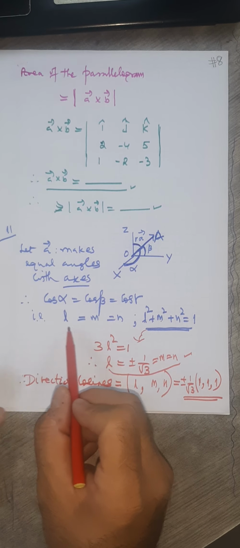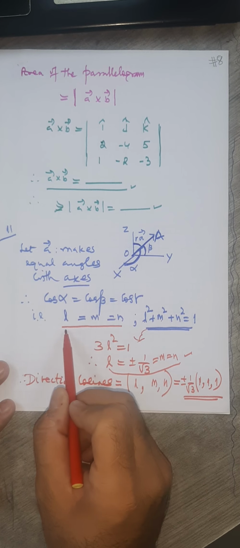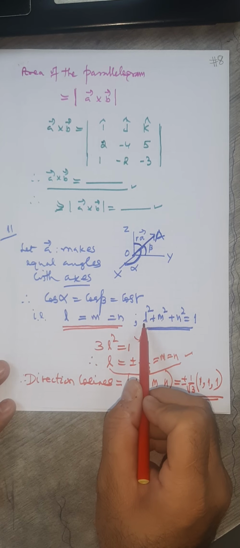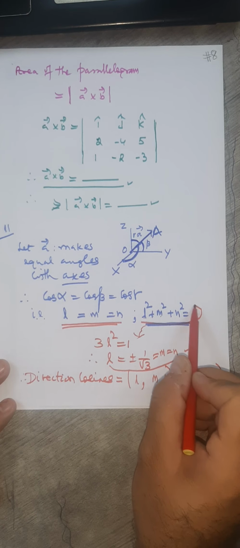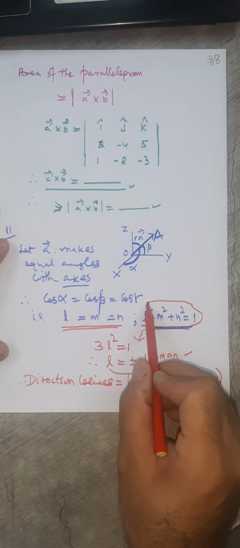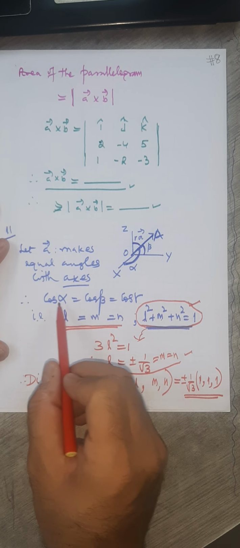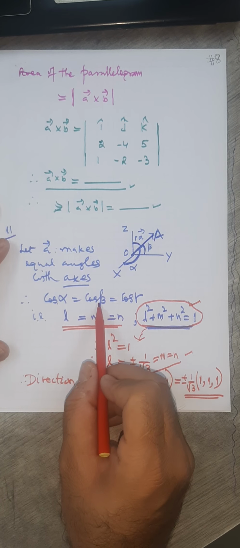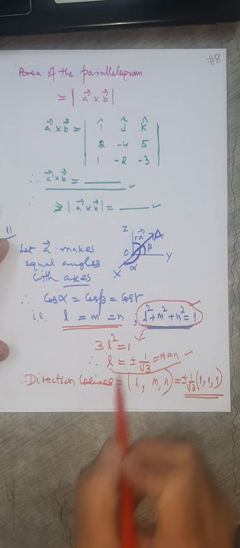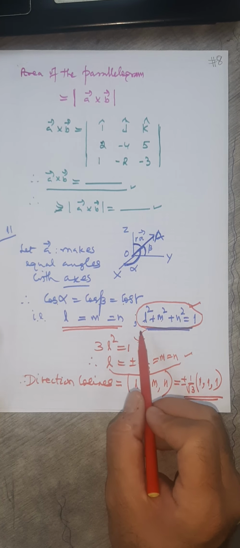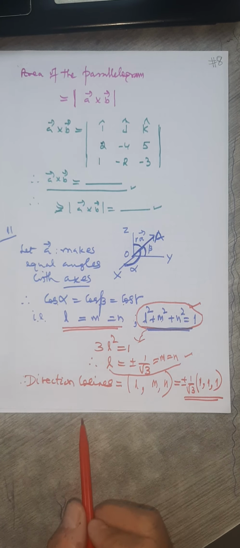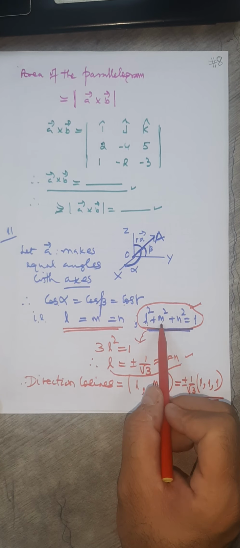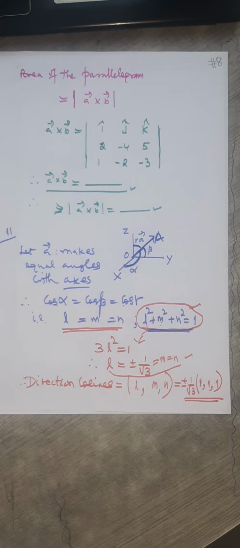The only important thing in this question is l equals m equals n. And being direction cosines, this is always true, remember: l square plus m square plus n square, that is the same as cos square alpha plus cos square beta plus cos square gamma is 1. I already mentioned earlier. But whenever you have the words direction cosines, then l square plus m square plus n square is always 1. Keep that in your mind.